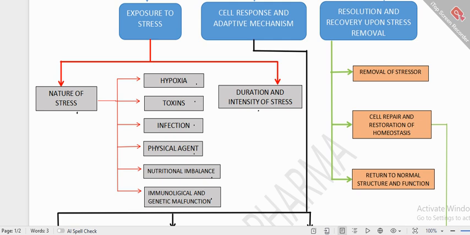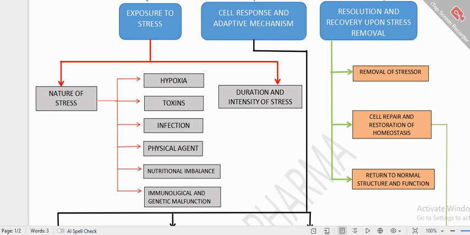In duration and intensity of stress, it shows how much stress is there on a cell, how long it will be there, and how intense it is, based upon the different conditions, which I have also explained in the video of exposure to stress. So till now I think it's clear that stress is divided into two sub stages, where nature of stress is again divided into the causes of stress.